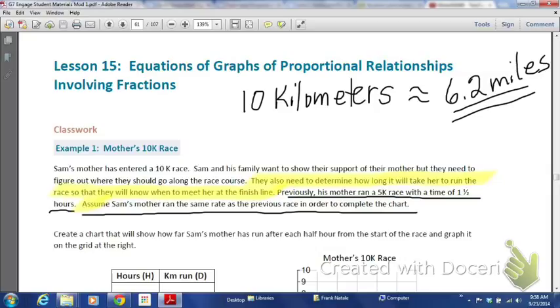Mom's unit rate. So our task right now is to create a chart that will show how far Sam's mother has run after each half hour from the start of the race, and then graph it on the grid at the right. I want to give you an opportunity to do this yourself. Pause the presentation now, try this, and then come on back and we can do it together.